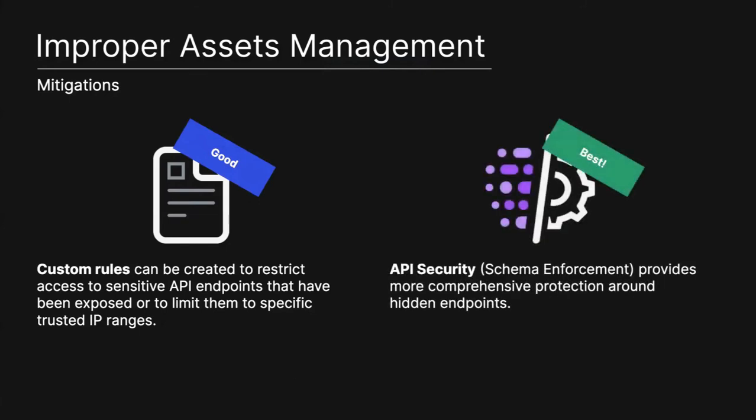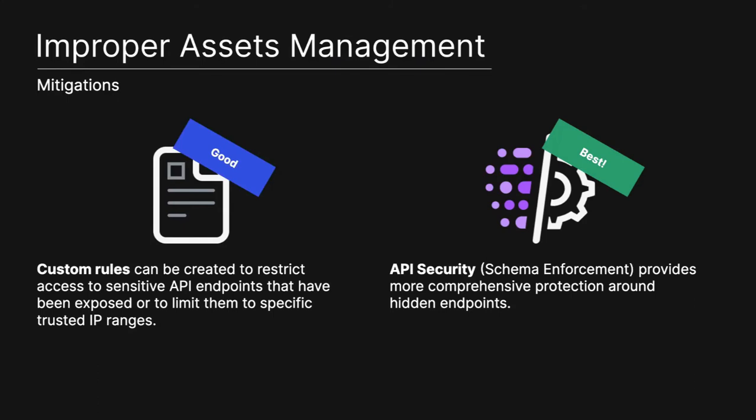Now, alternatively, there's a better option. And this is actually using that API security schema enforcement capability that I showed just a little bit ago. This actually provides much more comprehensive protection. The reason why this provides much more comprehensive protection is because ultimately, if I did not define this in my Swagger specification file, and this is a hidden endpoint that basically we only want to make available, API security is actually going to enforce that and say, we don't want to allow any hidden endpoints to be exposed.